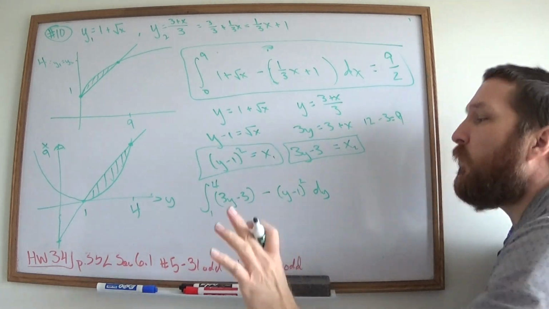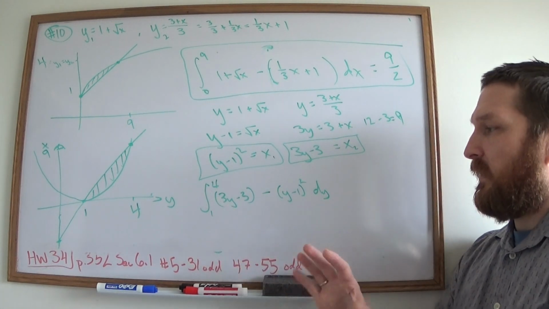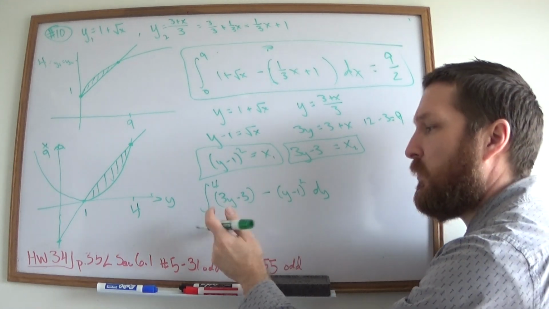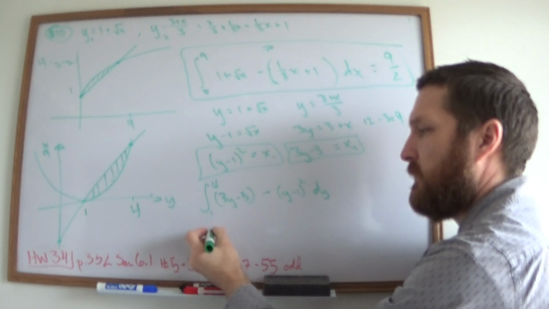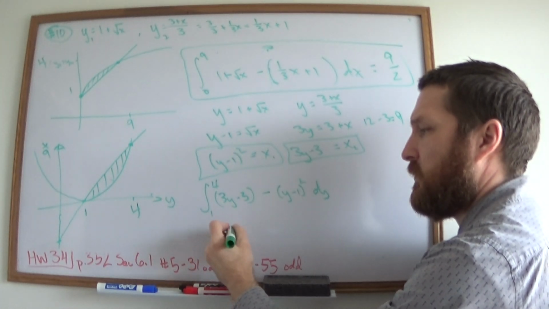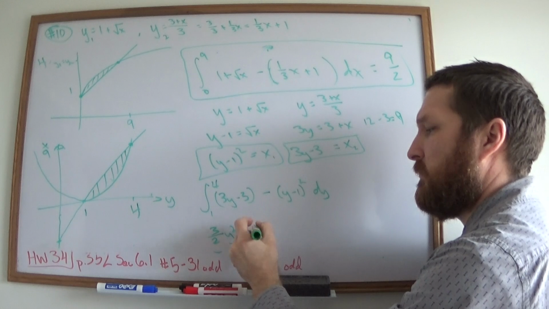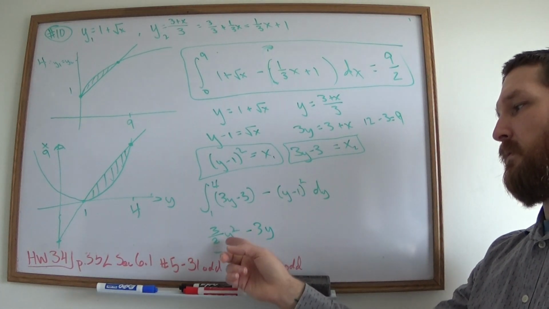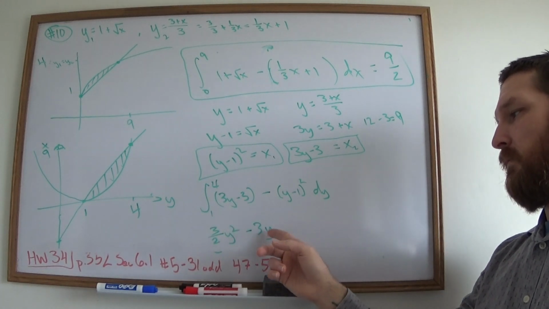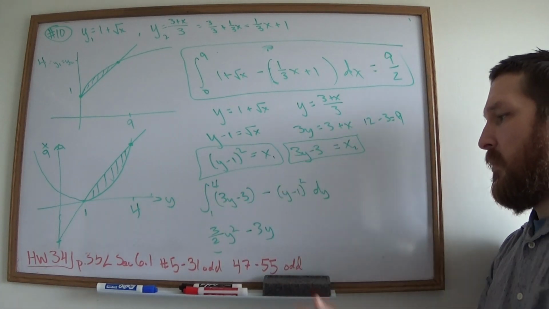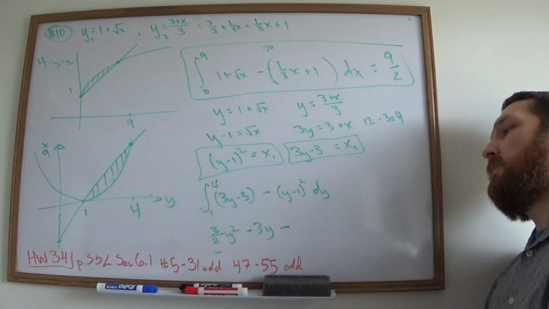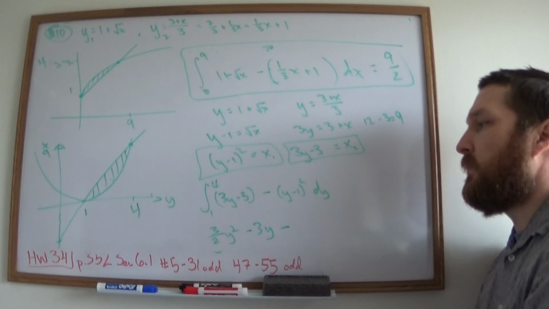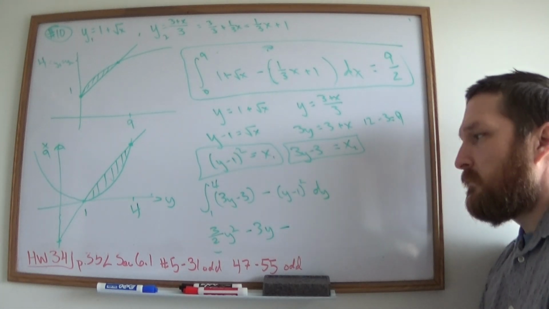Okay, we could multiply everything out. I don't want to do that. I'm just going to do this. So 3y, the antiderivative should be 3 halves y squared minus 3y. Let's double check that. Take the derivative of this. 3y just goes to 3. Okay, good. Minus, just do a u substitution. And it would be u, du would be dy.